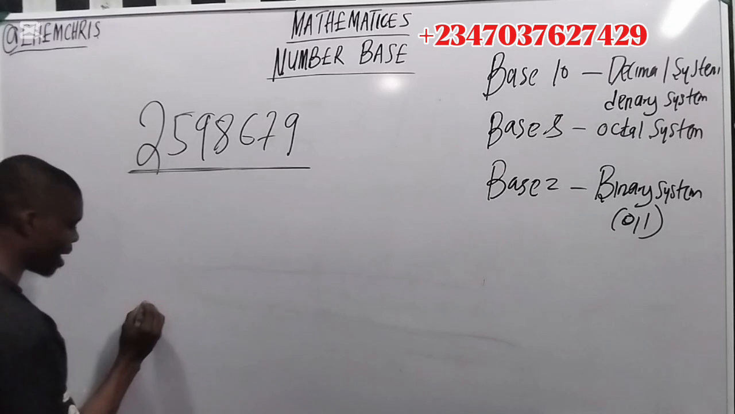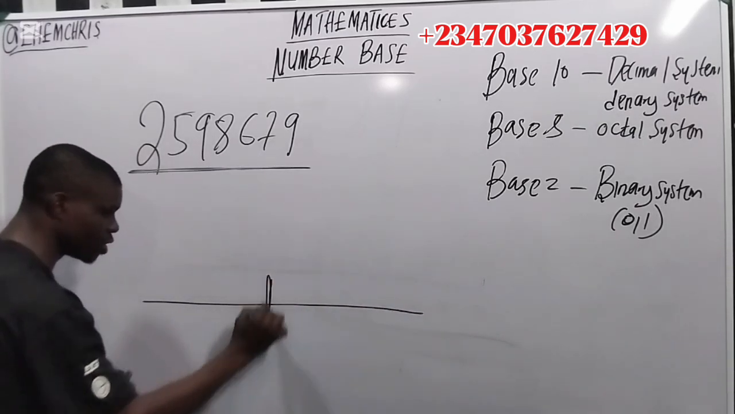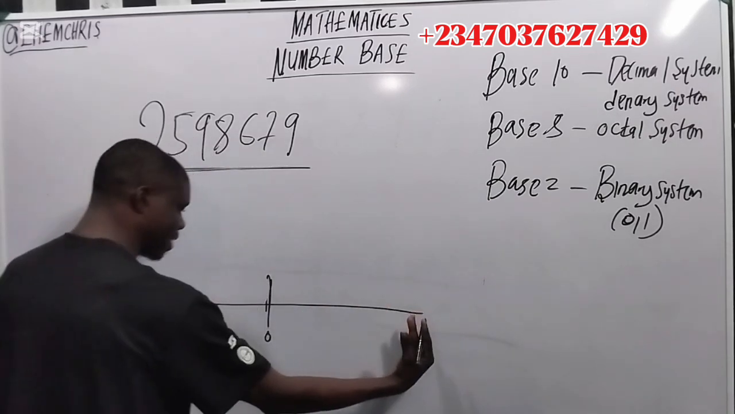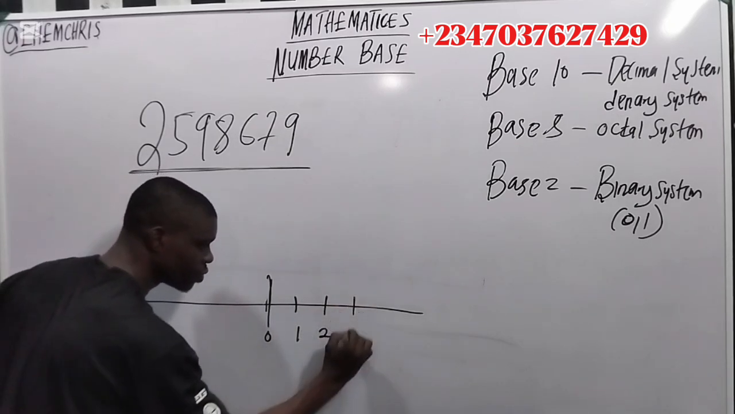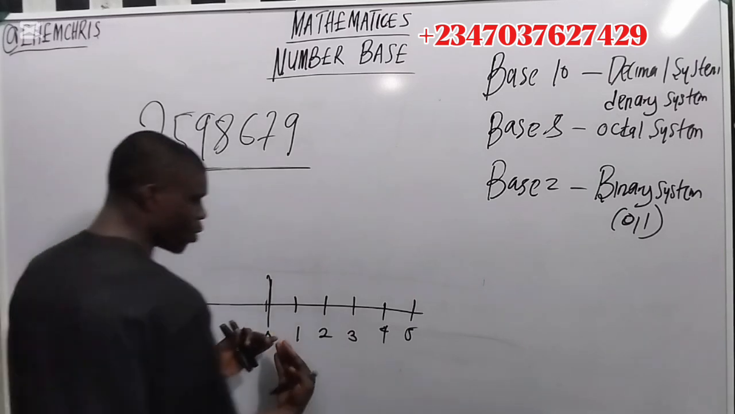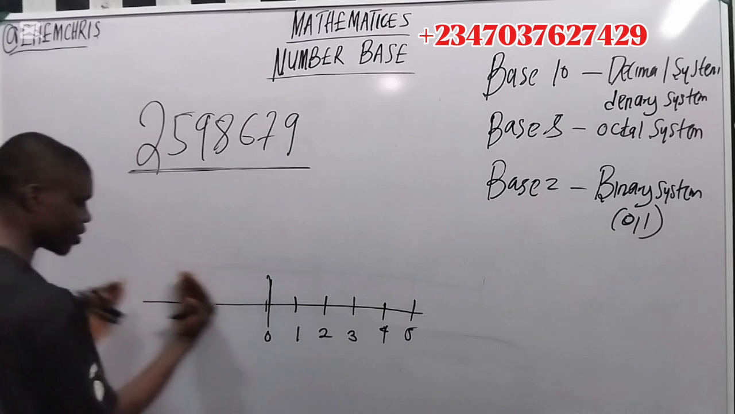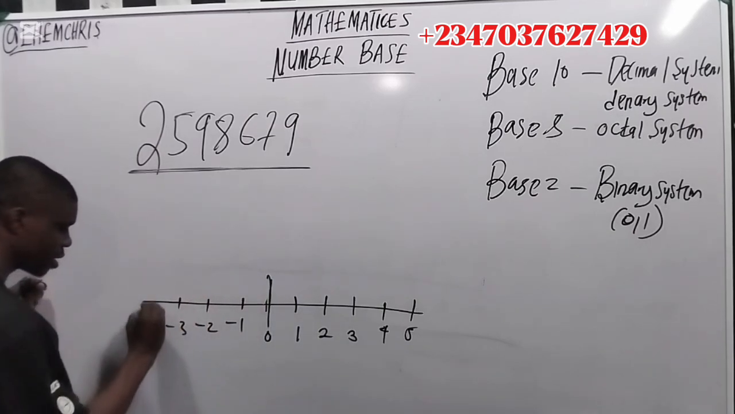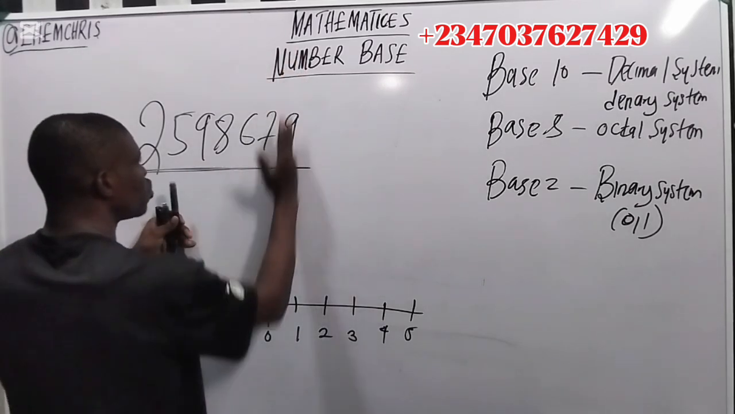Now if you have a number line, we have the center position, the initial position 0. Then we have the positive aspect and the negative aspect. The positive aspect is 1, 2, 3, 4, 5. Once you cross 0 to the other side, we have -1, -2, -3, -4. We always have a neutral point here.